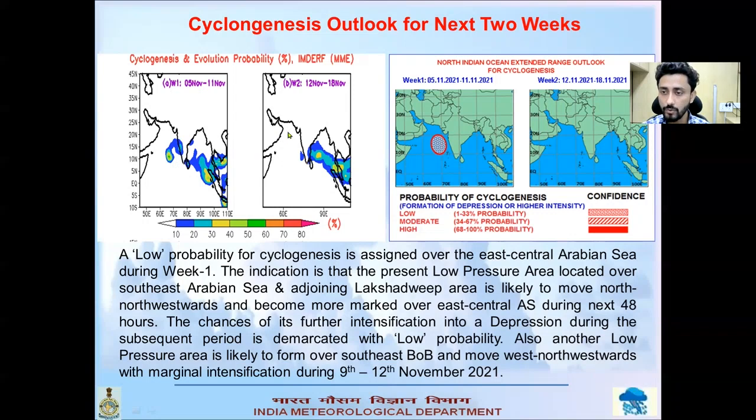And in week 2, we are expecting another low pressure system over the Bay of Bengal. For these 2 systems, we are expecting a good amount of rainfall over peninsular India. And over this plot, on the right hand side, you can also see the probability of cyclogenesis, which is showing a very low probability for the formation of an active cyclone from the presently active circulation over the Arabian Sea.